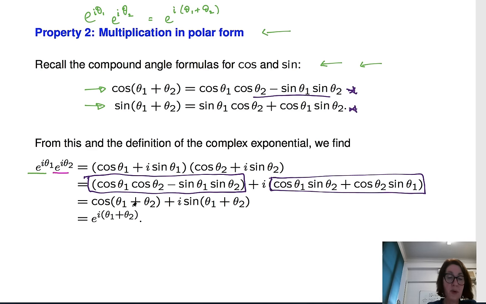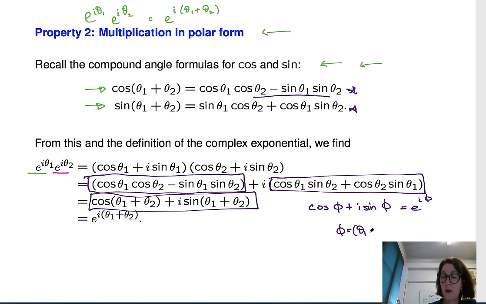So if you look now at what I've joined these two expressions together to give, I've got something that says cos of phi plus i sine of phi, which is just e to the i phi, and my angle phi here is just theta 1 plus theta 2. So if I put that together here, this is just e to the i(theta 1 plus theta 2). So that's exactly the expression that we were trying to show was equal.